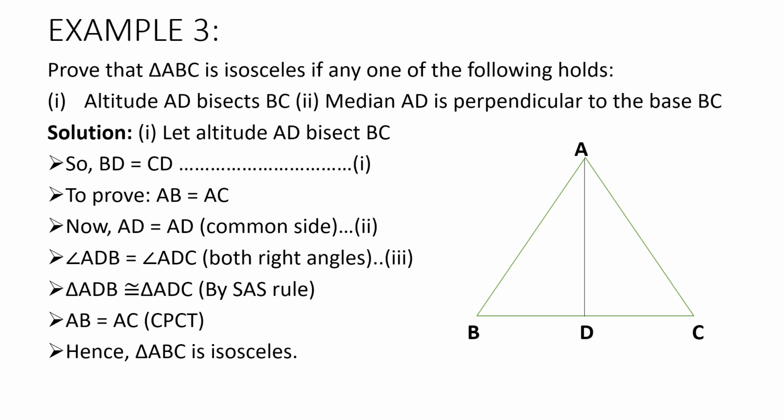Now AD is equal to AD, common side. Also ADB is equal to ADC. Both are right angles. Why? Because it is an altitude. Altitude means perpendicular. So both are right angles. Also we are given BD equal to CD. So by SAS, two sides and the included angle rule, triangle ADB will be congruent to triangle ADC. So by CPCT, corresponding parts, AB side will be equal to AC side, and hence triangle ABC will be isosceles.